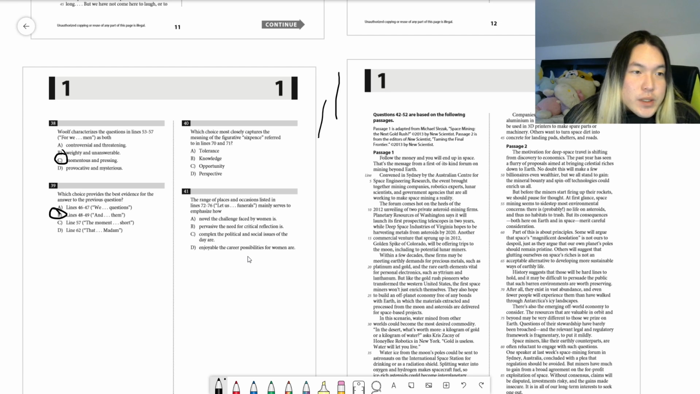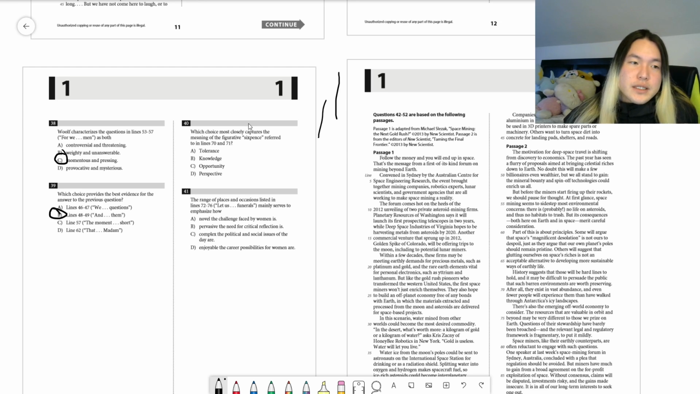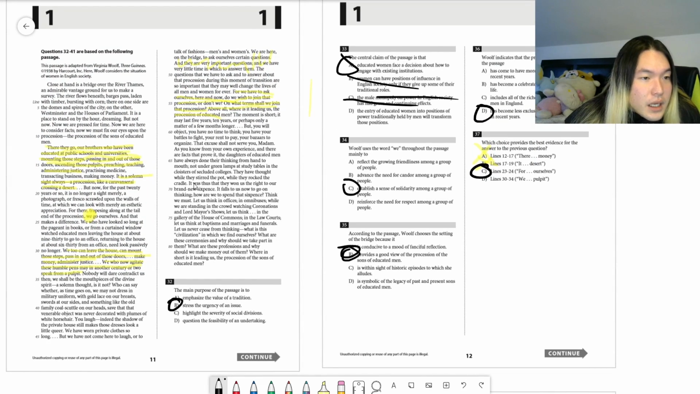40. Which choice most closely captures the meaning of the figurative sixpence referred to in lines 70 and 71? Okay, so sixpence, if you're familiar with the pound, sixpence is like some change. It's basically a nickel. Let's take a look at the lines. It was thus that they won us the right to our brand new sixpence. It falls on us now to go on thinking, how are we to spend that sixpence?